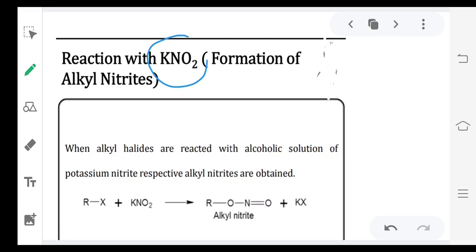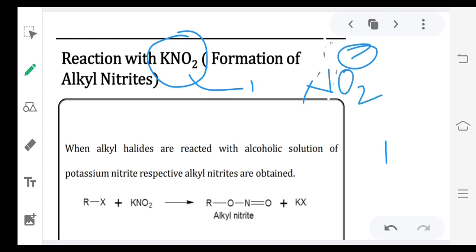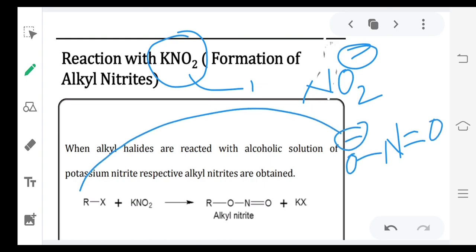Next, reaction with KNO2. KNO2 will provide NO2 minus because it is an ionic compound. NO2 minus means N double bond O, O minus. This O minus will attack this alkyl group and this X minus is eliminated, and this K and X are eliminated as KX, we will get alkyl nitrite. Alkyl nitrite is the compound.